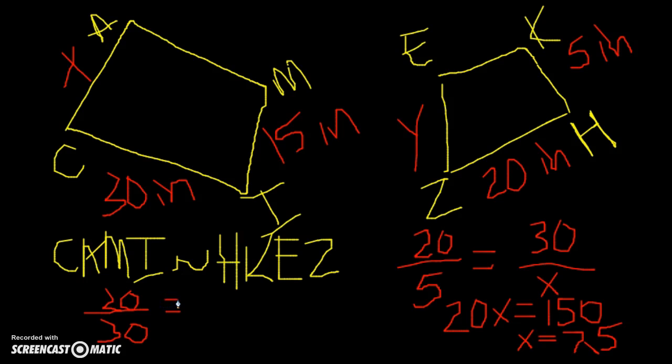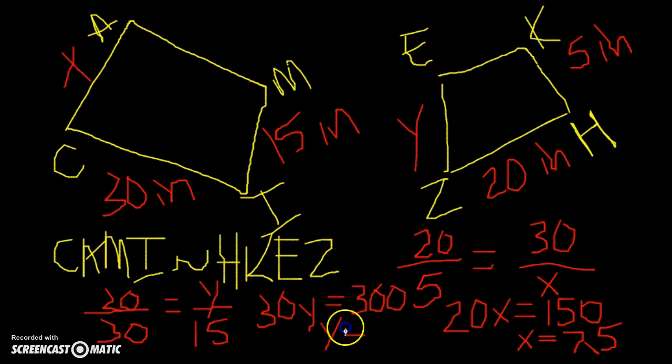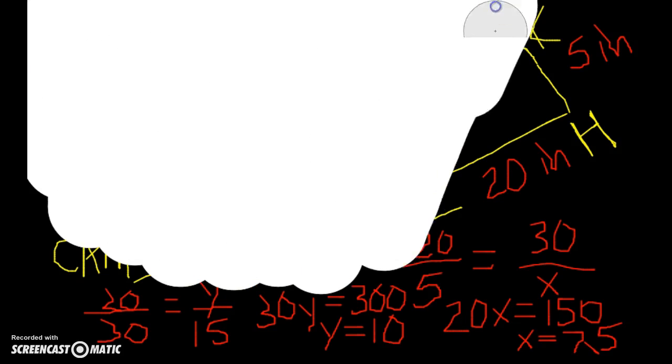And this time I'm going to do 15. Well, 15 goes on the bottom because it's on the same side as 30. And Y will go on the top because it's in the same figure as 20. Okay, so when I cross multiply, I would get 30Y equals 300. So Y would equal 10. Okay, so that would be another type of similarity statement you might see. There's one other one where instead of two different figures, you've got something a little bit different. So I will show you an example of that.